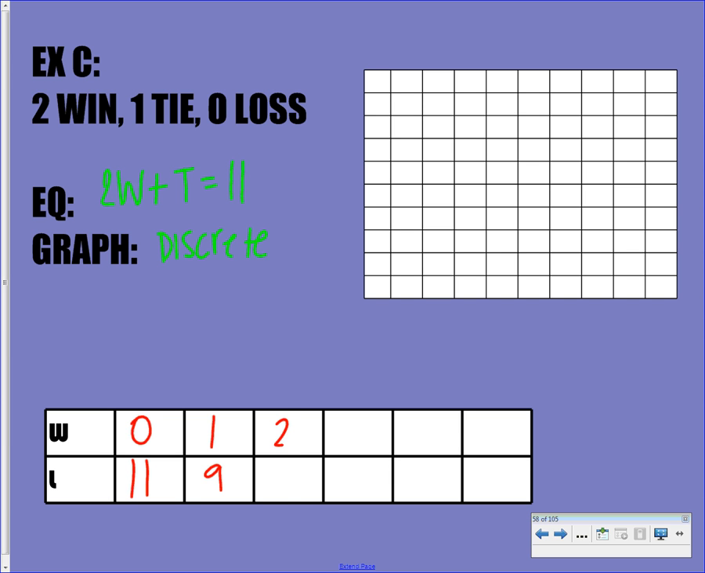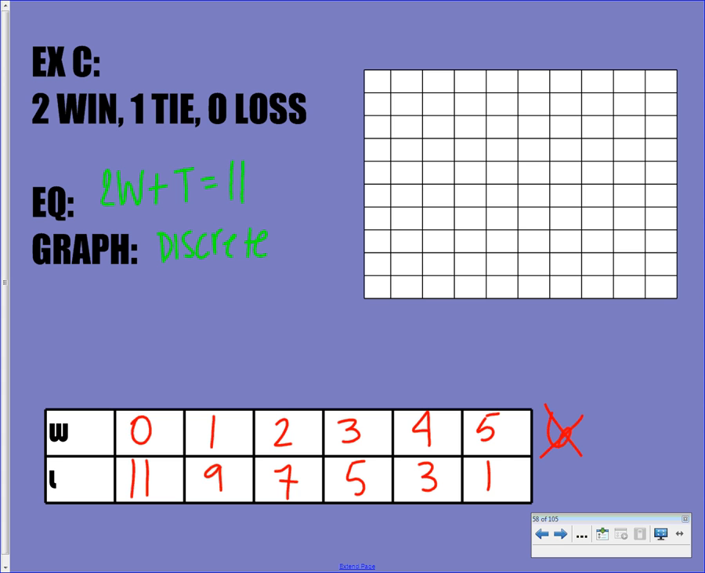Well, I could have won 2 games. That's going to leave me with 7 ties. I could have won 3 games, leaving me with 5 ties. I could have won 4 games, leaving me with 3. Could have won 5 games, leaving me with 1. The next option would be 6, right? But 6 wins gives me 12 points, so that's no longer an option.